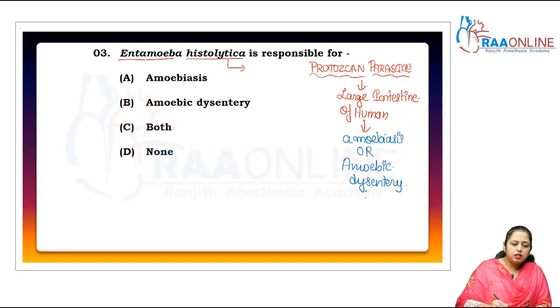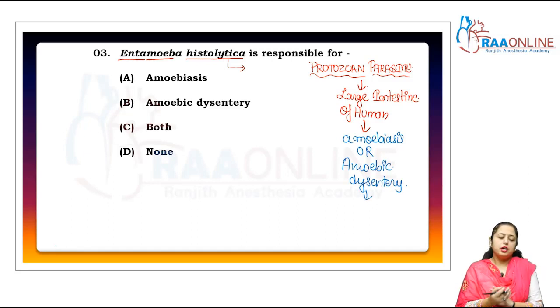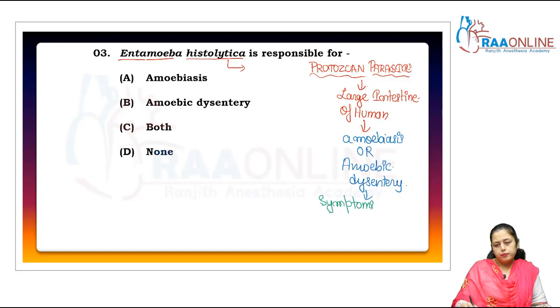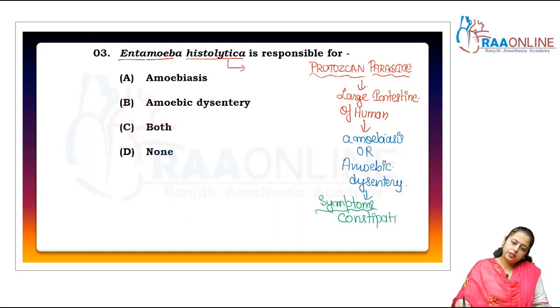In that particular disease, what will happen actually? What are the symptoms of this Entamoeba histolytica? That Entamoeba histolytica erodes the mucus wall of the intestine, right? That's why the excessive mucus is excreted out with the stool, right? So when we talk about the symptoms, constipation because they block the path, right?